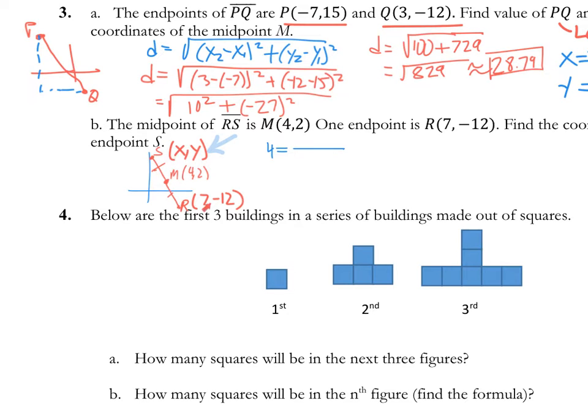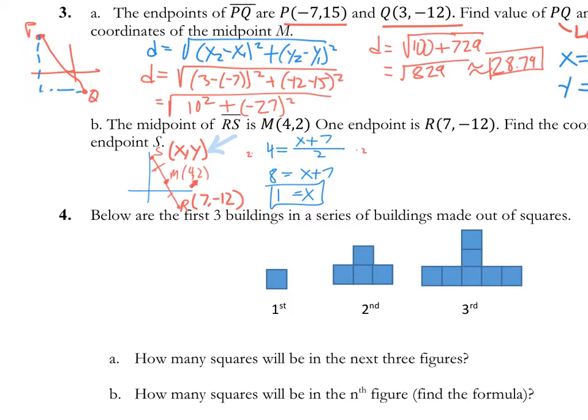We average by adding and dividing by 2. So these two added and divided by 2, x plus 7 divided by 2 has to equal 4, right? That's the midpoint formula. So here's a simple equation, and we can solve it. Times 2 on both sides, and we're going to get 8 equals x plus 7. Subtract 7, that's easy. X is 1. So there's our x coordinate.